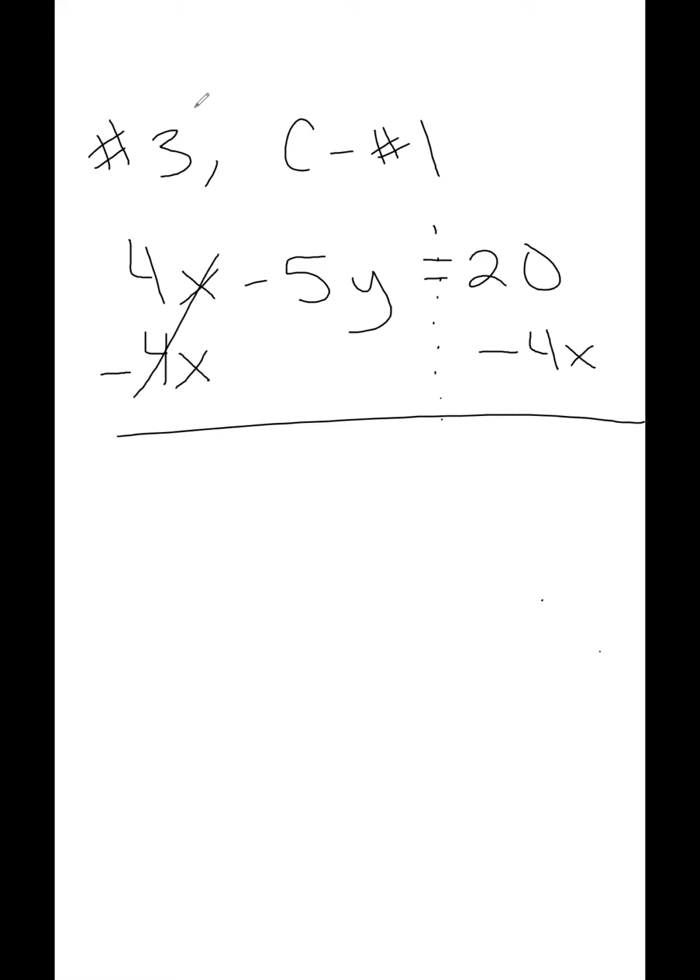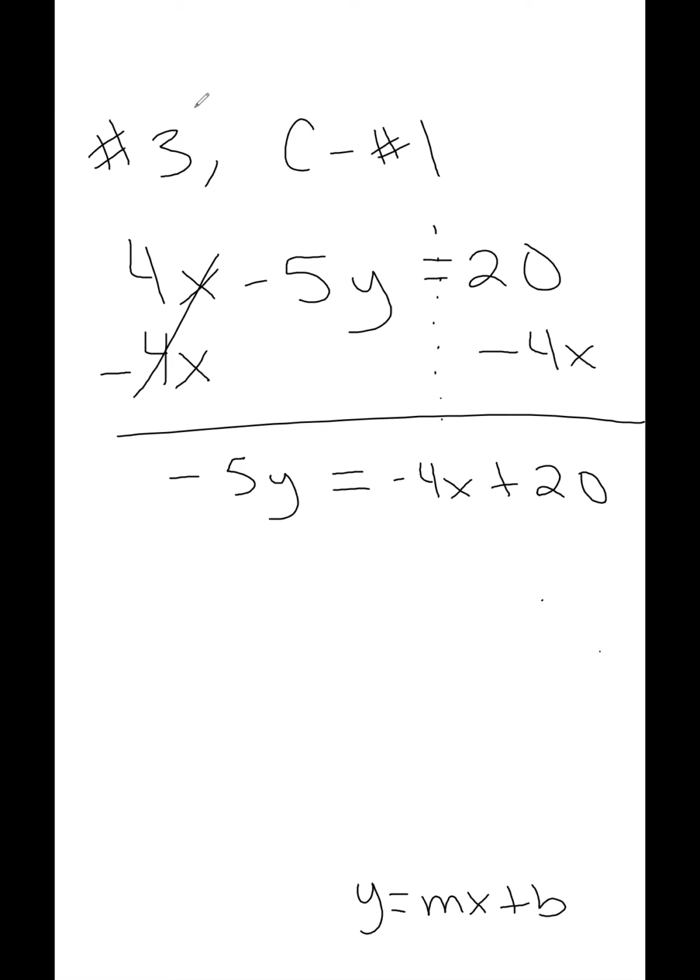I bring down my negative 5y, I bring down my equals, and I bring down my negative 4x plus 20. Now let me talk about why I did that. Remember, I said I want it to look like y equals mx plus b. The number in front of x is the m, and the b is just the number by itself. That's why I switched them around.